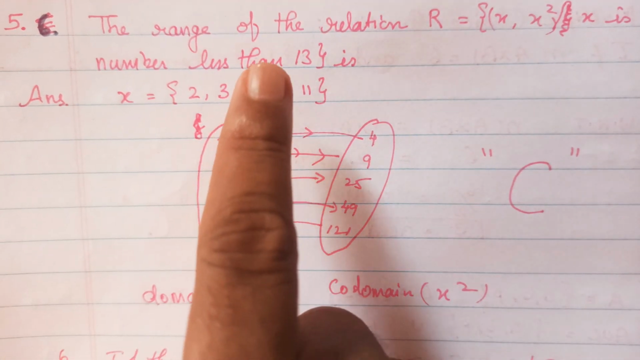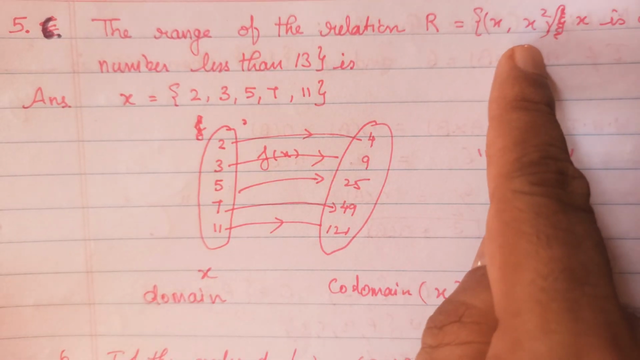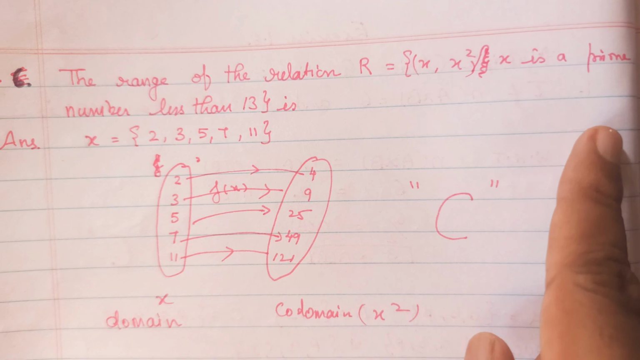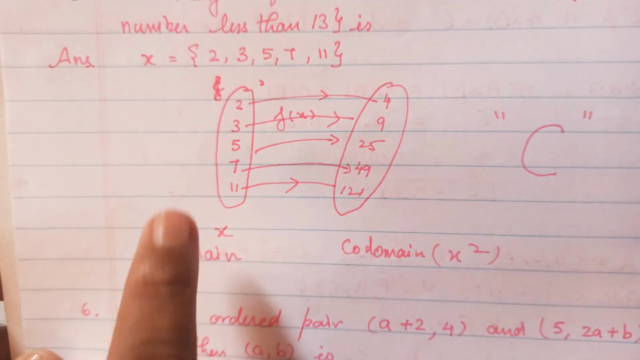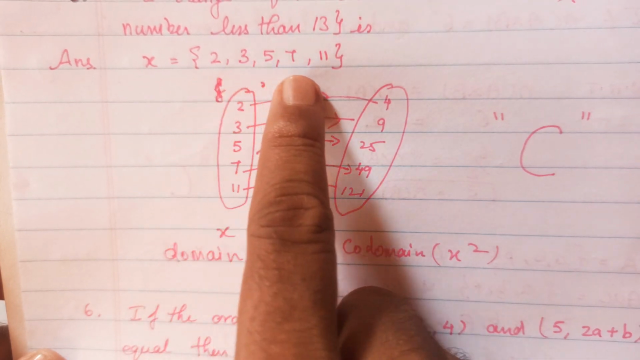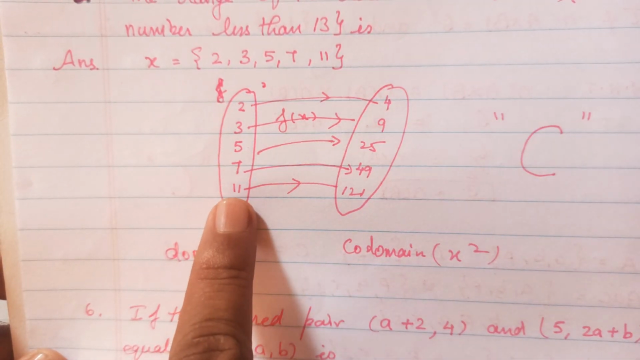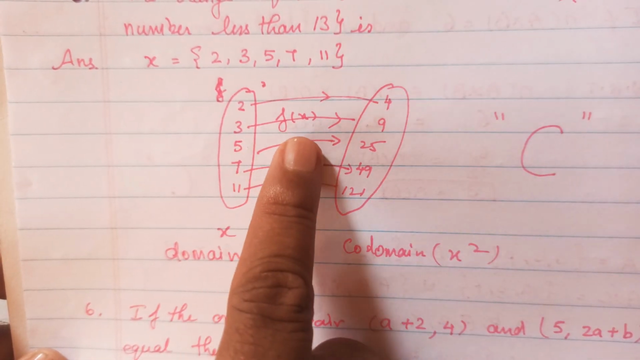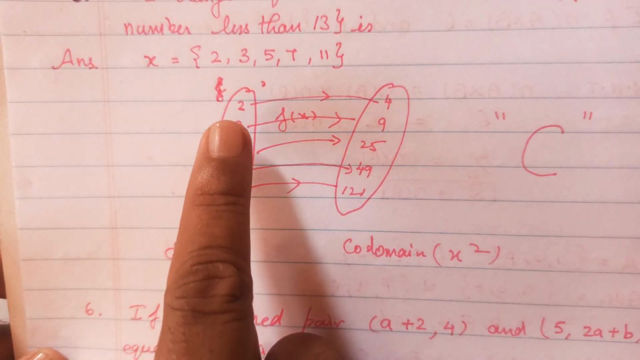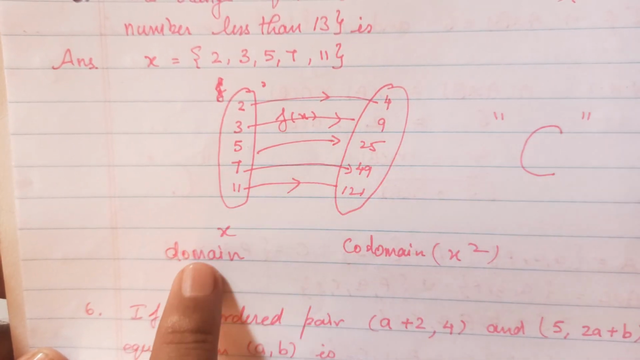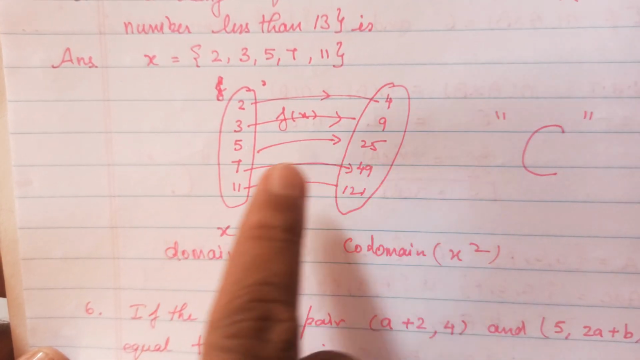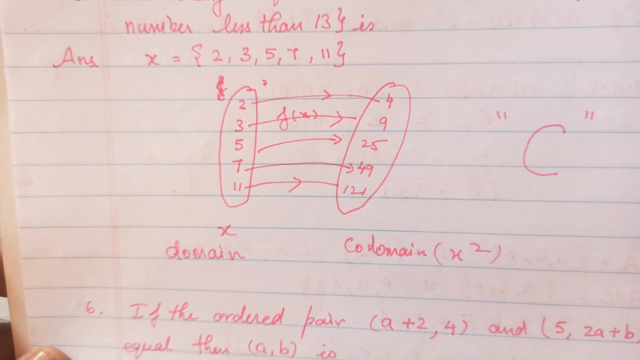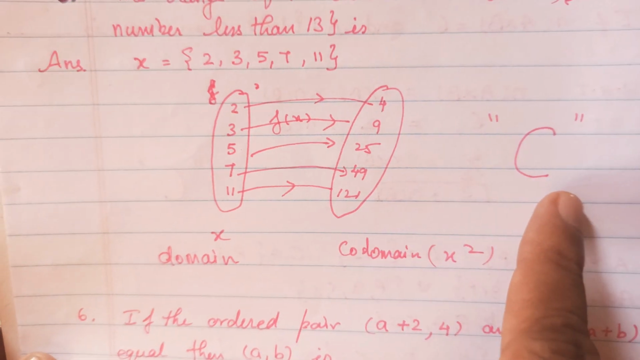Now question number 5: the range of the relation R is equal to {(x, x square)}, where x is a prime number less than 13. So all the values of x are 2, 3, 5, 7, 11. These values should be squared. Those values will become f of x. So once we square, it becomes f of x. We write x here, we write x square here. So 2 square is 4, 3 square is 9, 5 square is 25, 7 square is 49, 11 square is 121. Hence option C is correct.